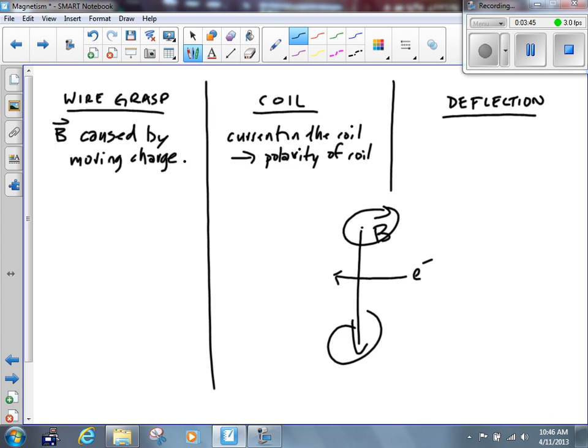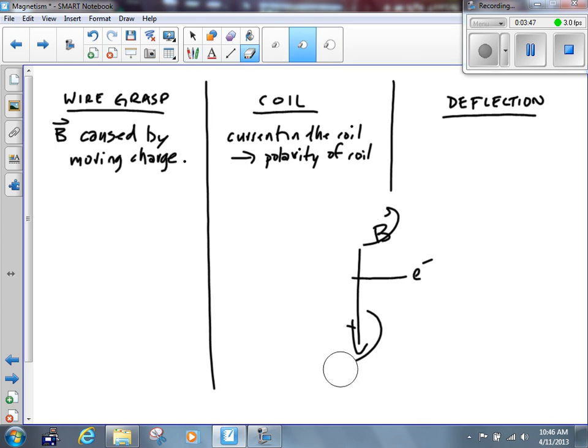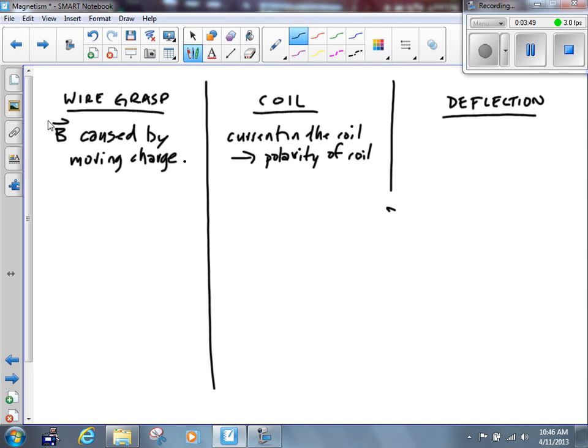So when do we use the hand rule for deflection? When we've got a charged particle in an external magnetic field and that causes a magnetic force. So when we've got a charged particle in an external magnetic field along with a magnetic force that's caused by that charged particle moving through the external magnetic field.